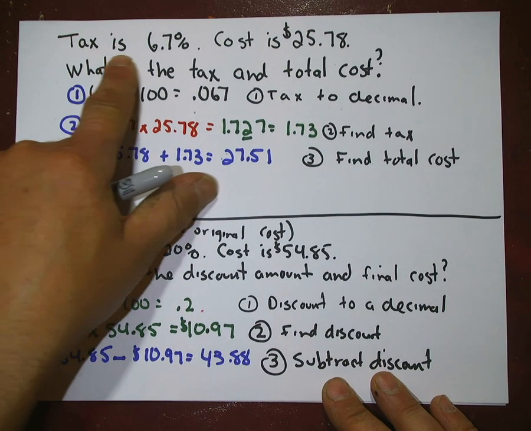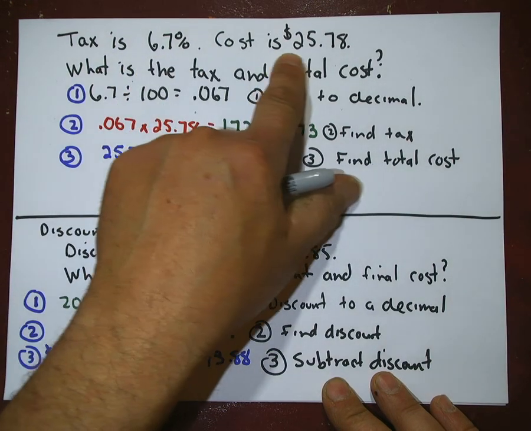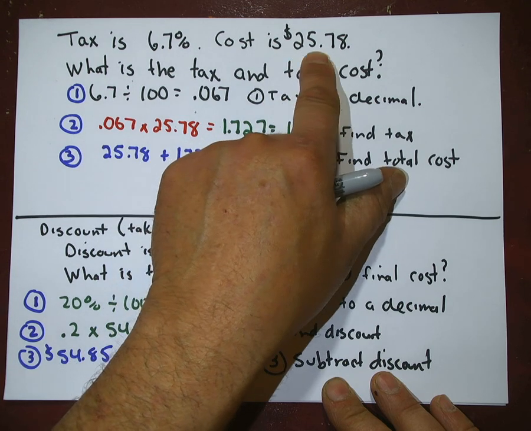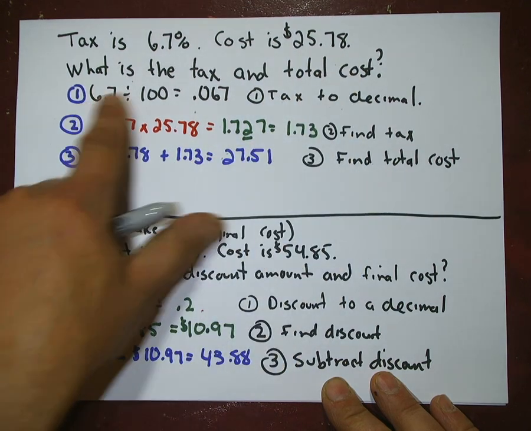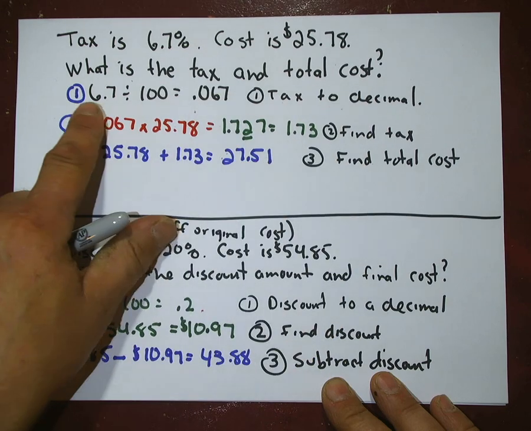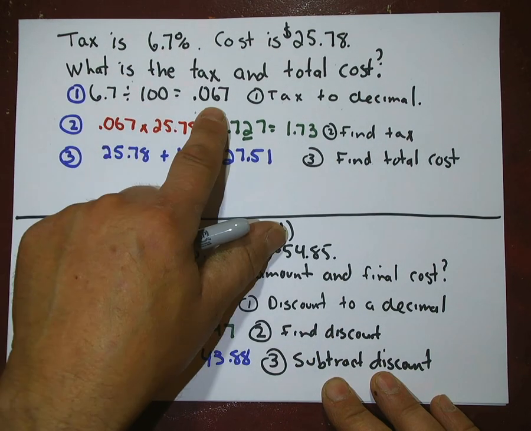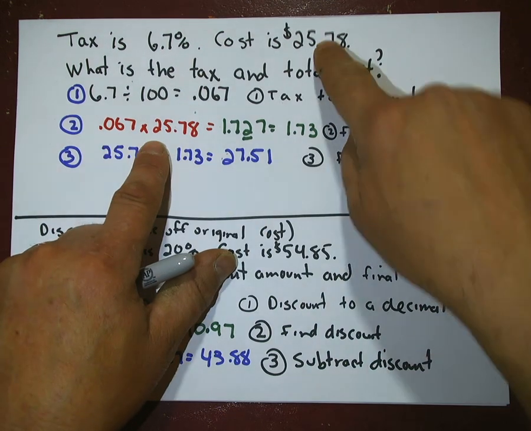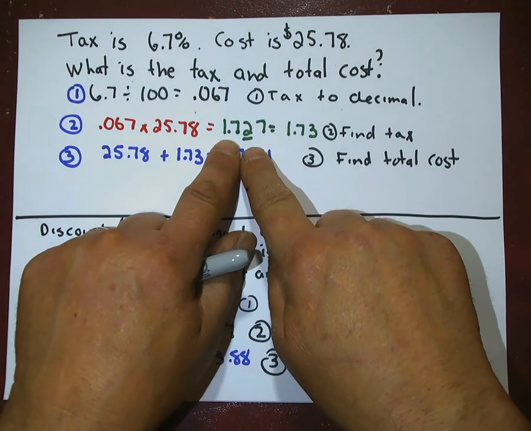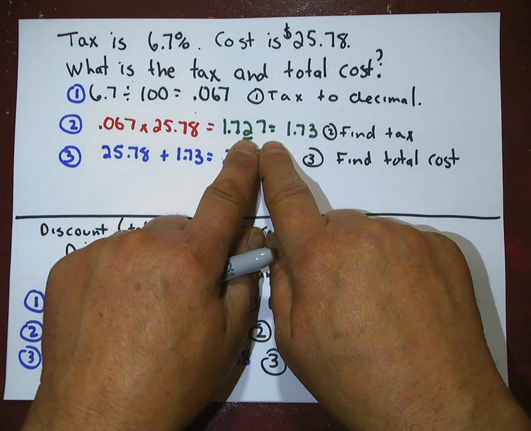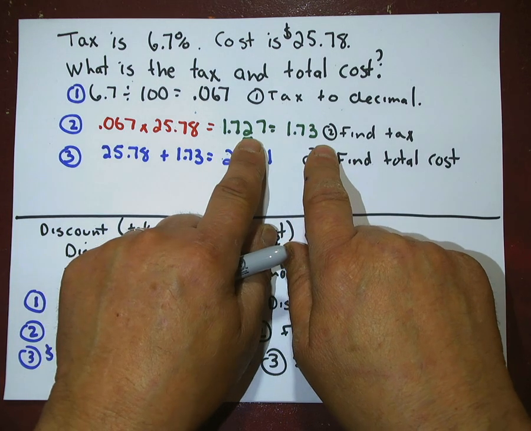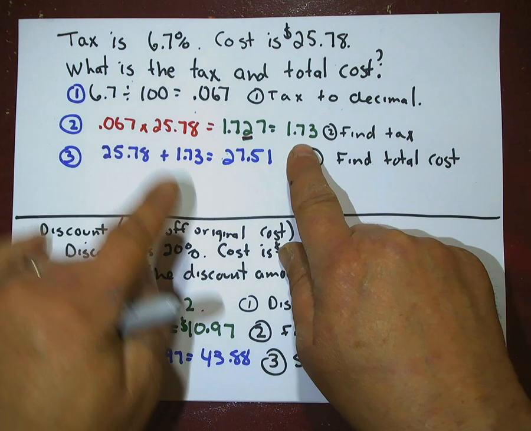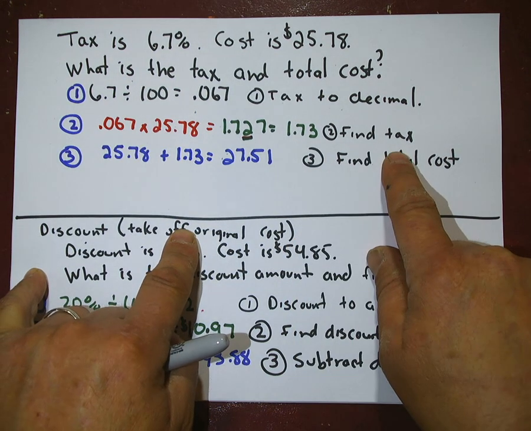One type of problem is you find tax on something. You go and buy something at the store. You buy something that costs $25.78. What is the tax and total cost? So you take the tax, you make it a decimal. You multiply the decimal times the cost. It gives you $1.727. We want to round it to the nearest hundredth, right there. So the tax is $1.73.